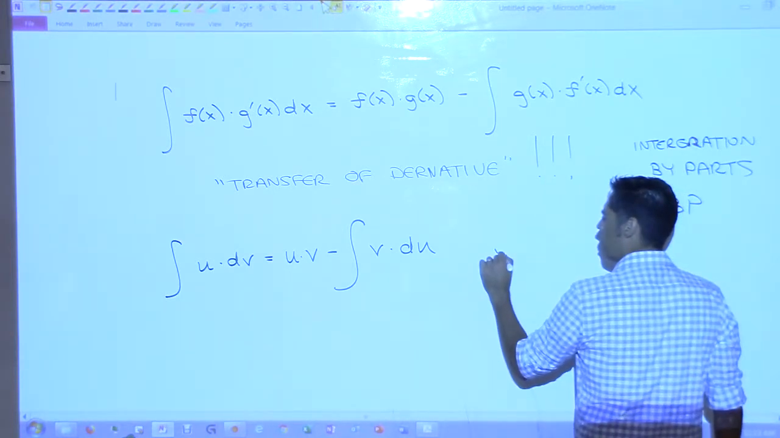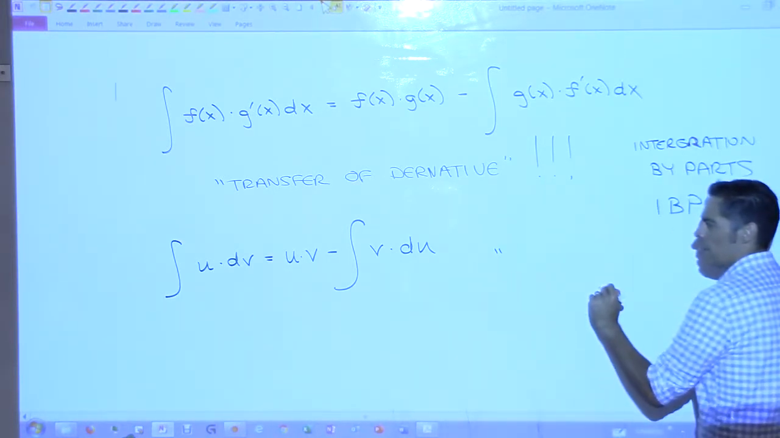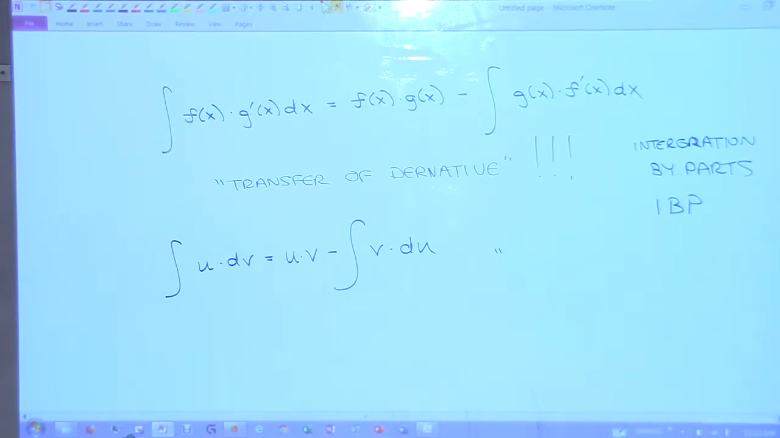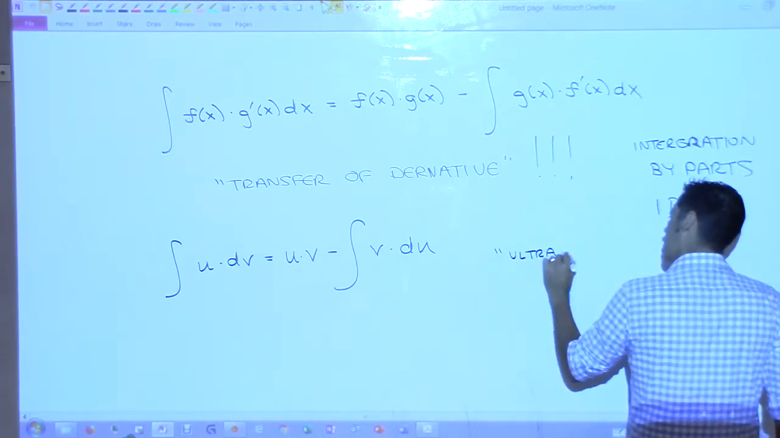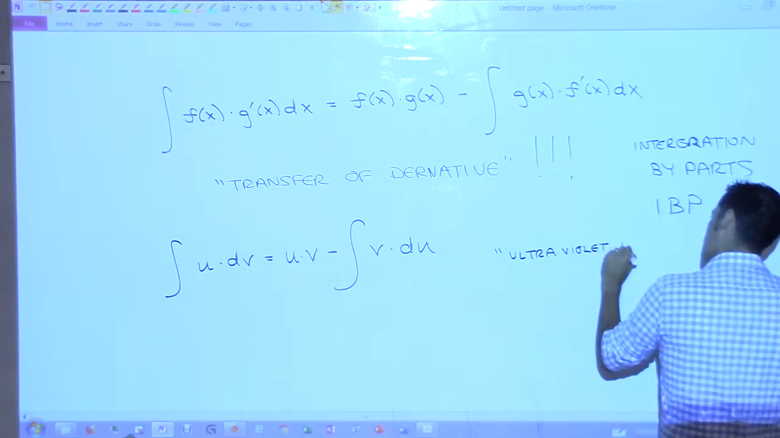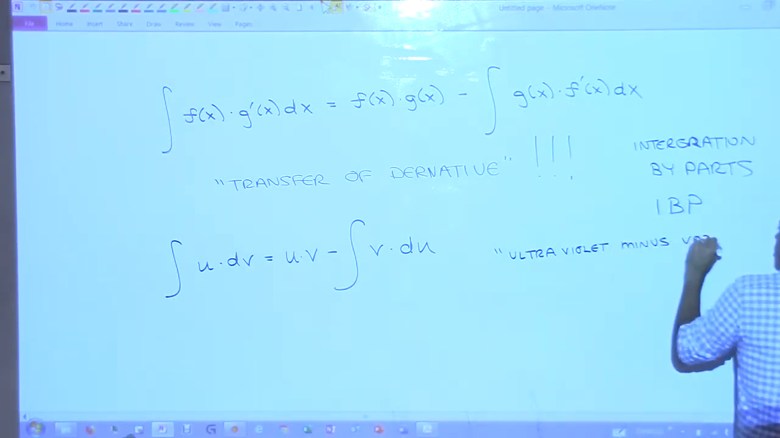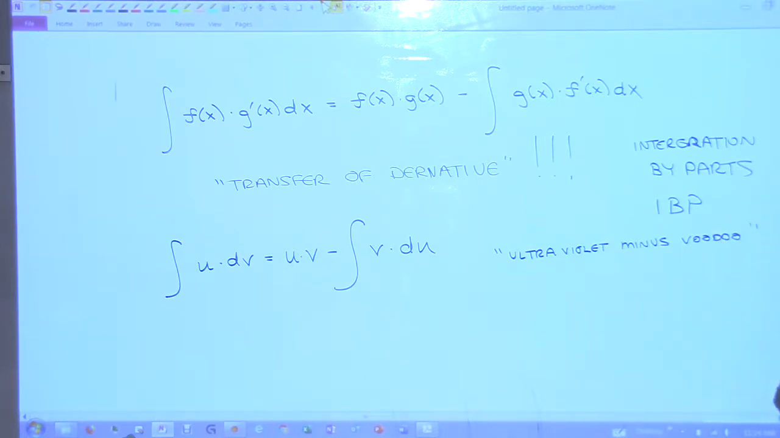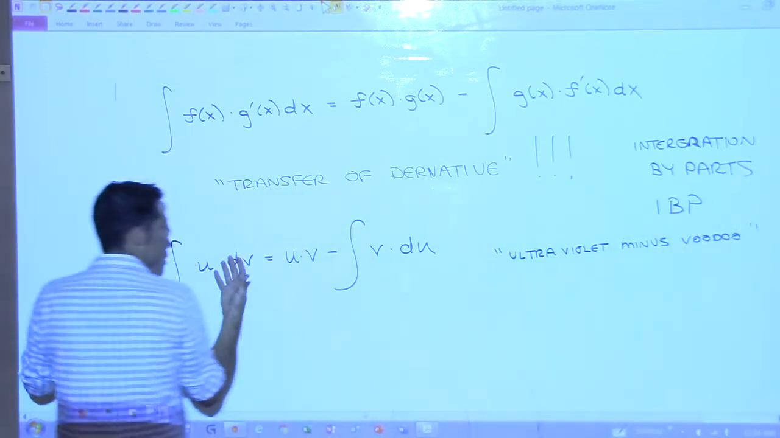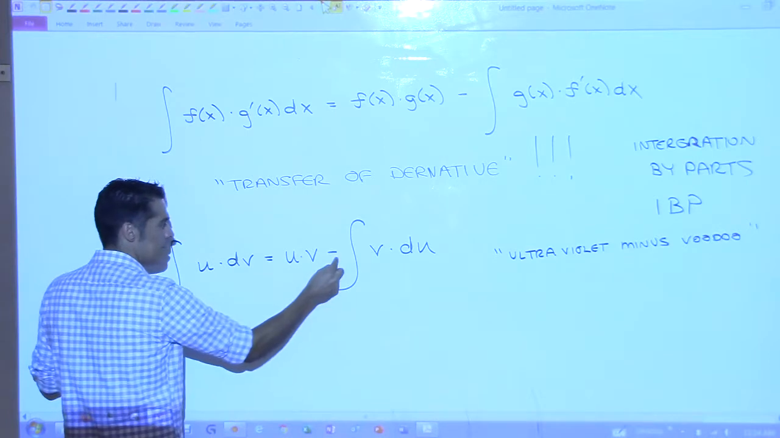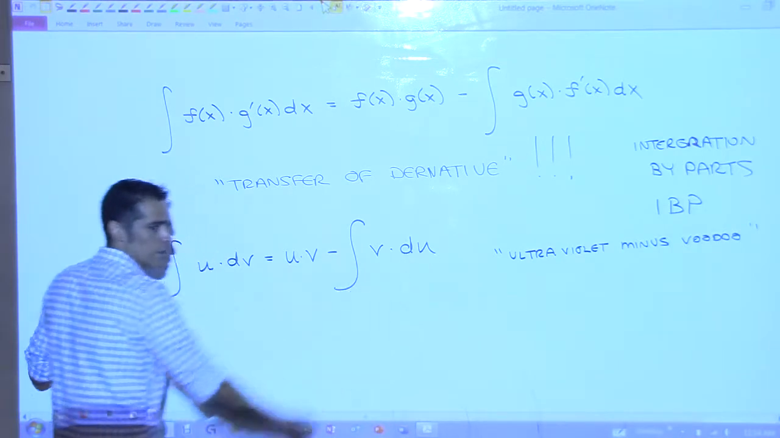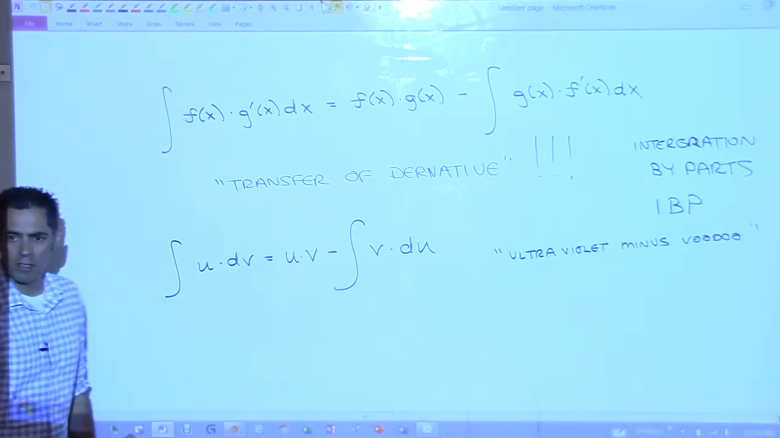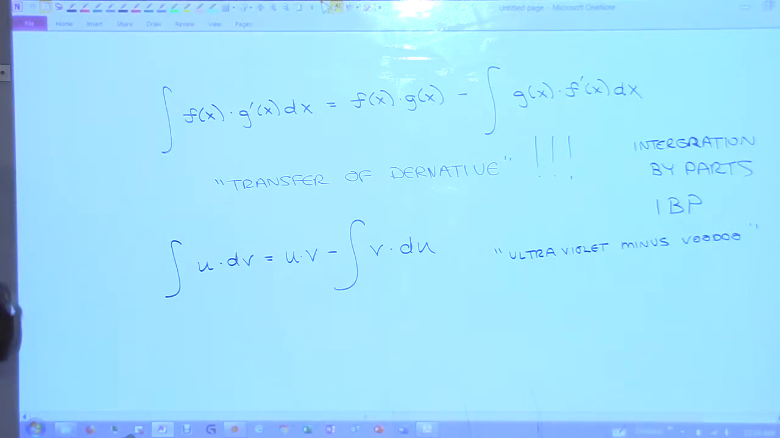And for those of you who have learned this already, you'll learn the quick little saying to remember it: ultraviolet minus voodoo, V-O-O-D-O-O. That's the way I learned it, okay? So when you're using integration by parts, this integral should turn into ultraviolet minus the integral of voodoo. Right? Y'all see it? Ultraviolet minus voodoo. Don't forget the integral sign, though. People usually just find that it burns in almost instantly for everyone.